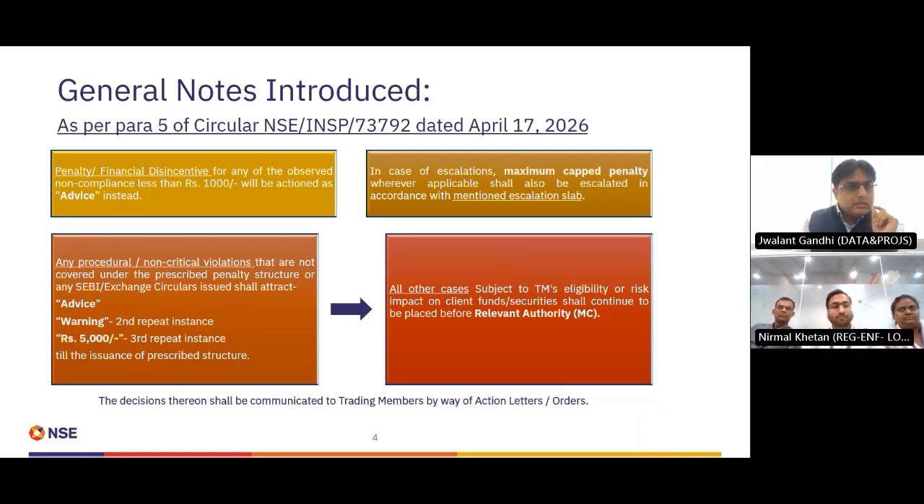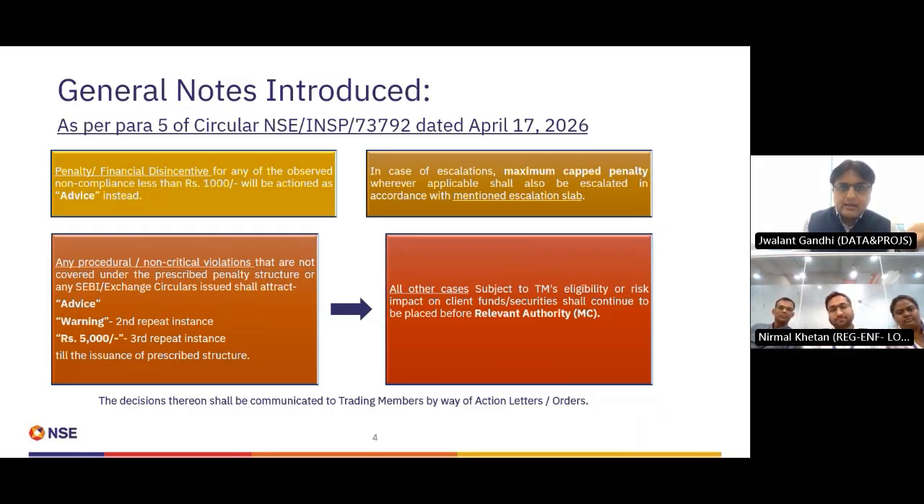Okay, and for the benefit of all the participants and members here, just re-clarifying again with the third box, which is any procedural and non-critical violations. Can you just explain again? For the first instance, will it be advice? For second, will it be warning? And third instance will leave you with the 5,000 penalty. Is that the correct understanding? Yes.